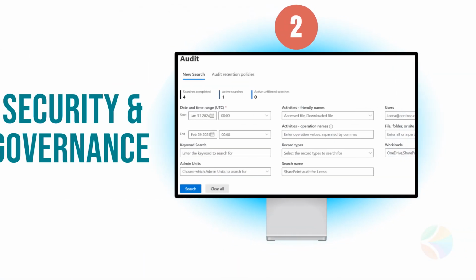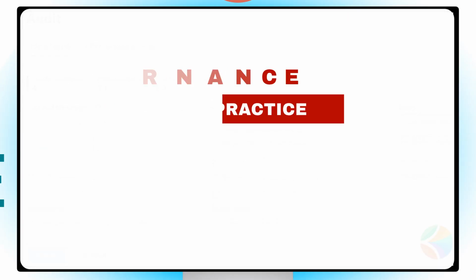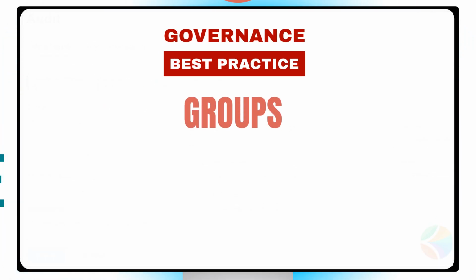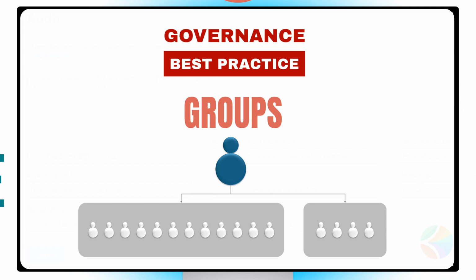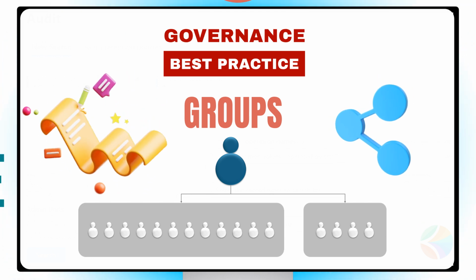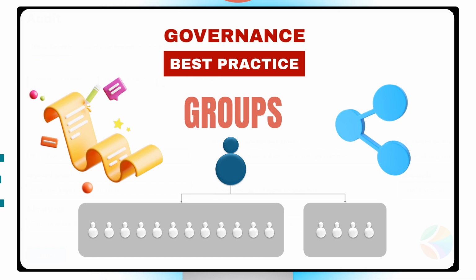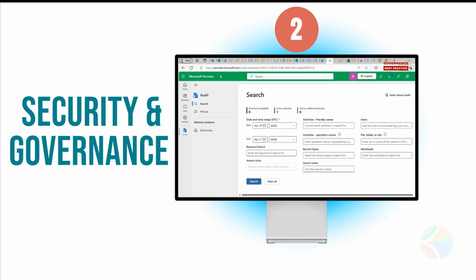Some of the best practices in SharePoint governance are: use groups instead of assigning permissions to individuals, restrict external sharing if necessary, and enable audit log to track changes. Let's see how to enable audit logs.